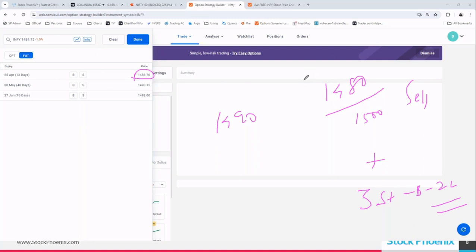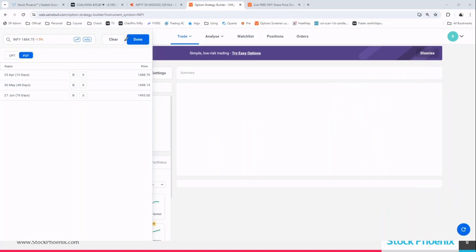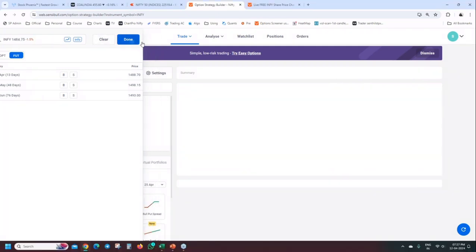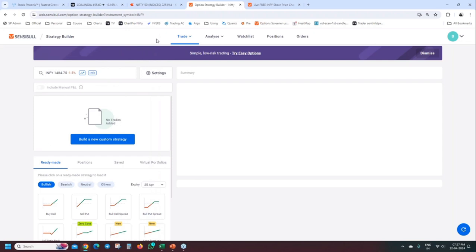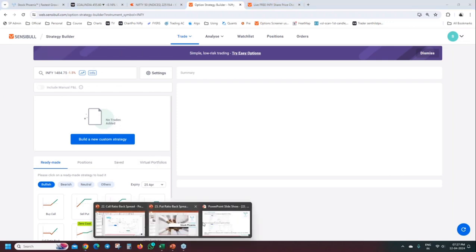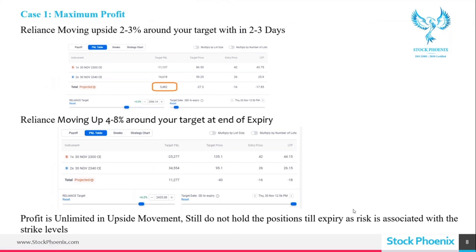So the best time to execute the trade is 1480. When the future is reaching 1480, you can sell the strike and buy 3 strikes later, or when it is reaching 1500, you can do this activity. Any doubt? So let's complete the PPT and we'll see the balance things.